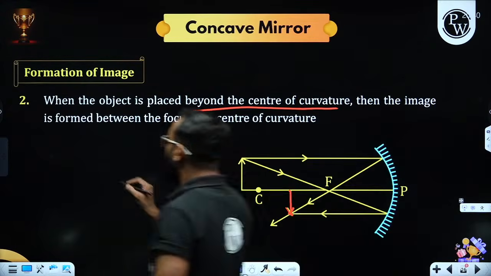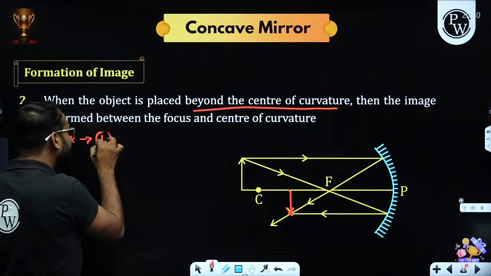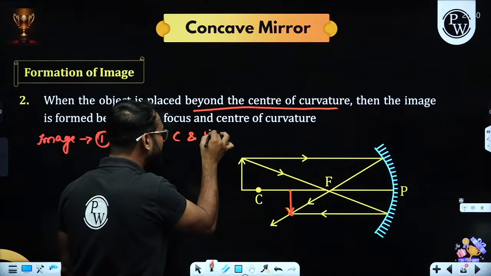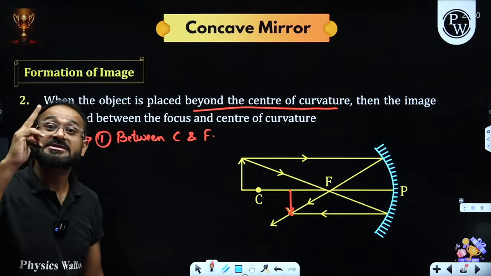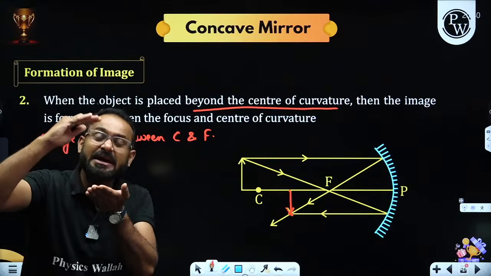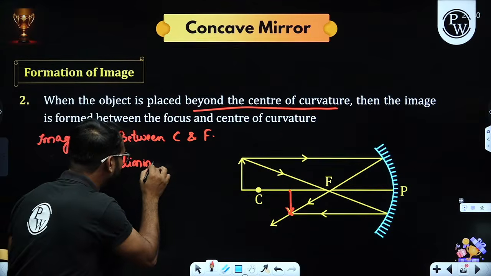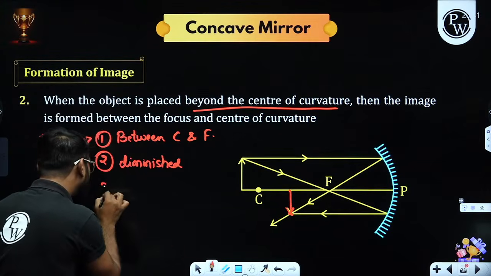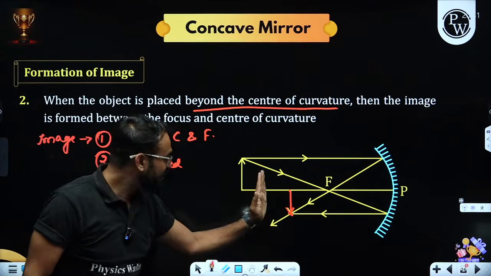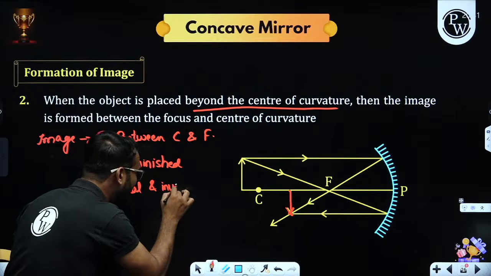Sir, in the second case, the object was kept beyond the center of curvature, and the image that we have got is between center of curvature and focus. Point number one, this is what you have got. Second, what is the size? Sir, smaller, also known as diminished. Third, what is the nature of the image? Actually the light rays are meeting over here. We require a screen, so it is real and inverted.